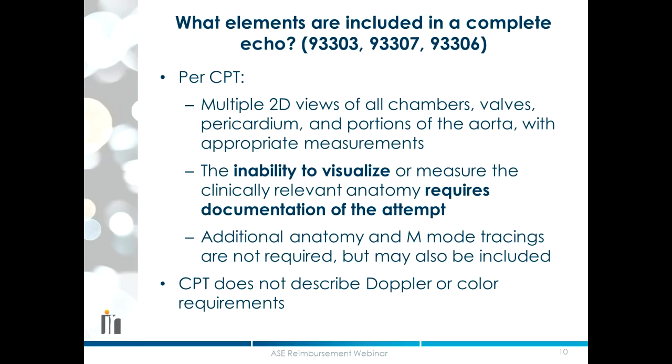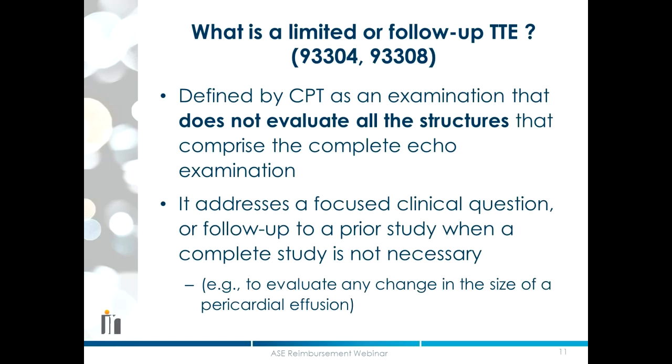And the documentation would identify or help support your argument that it was. Moving on to slide 11. So then the question becomes, what is a limited or a follow-up transthoracic echo? 93304 is the congenital limited, and 93308 is the non-congenital. And it's defined by the CPT manual as an examination that does not evaluate all the structures that comprise a complete echo. Pretty interesting definition.